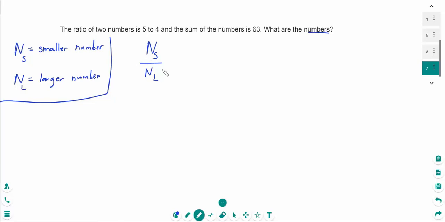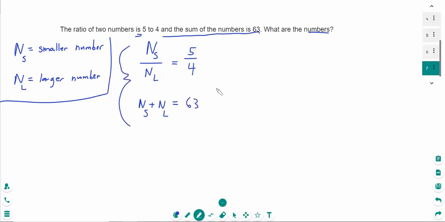This ratio, what are they saying? It is. What is "is"? It's the equal sign, right? 5 to 4. So that's the ratio that these two are, so it's 5 to 4. That's one equation right there. And the sum of the numbers is 63. That's the second equation. We have to add the two numbers together, so n sub s plus n sub l is equal to 63. So these are our two equations.